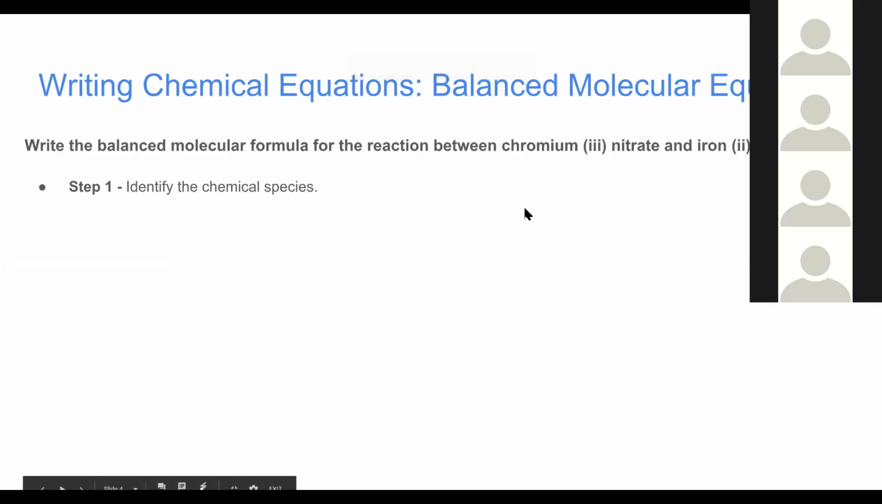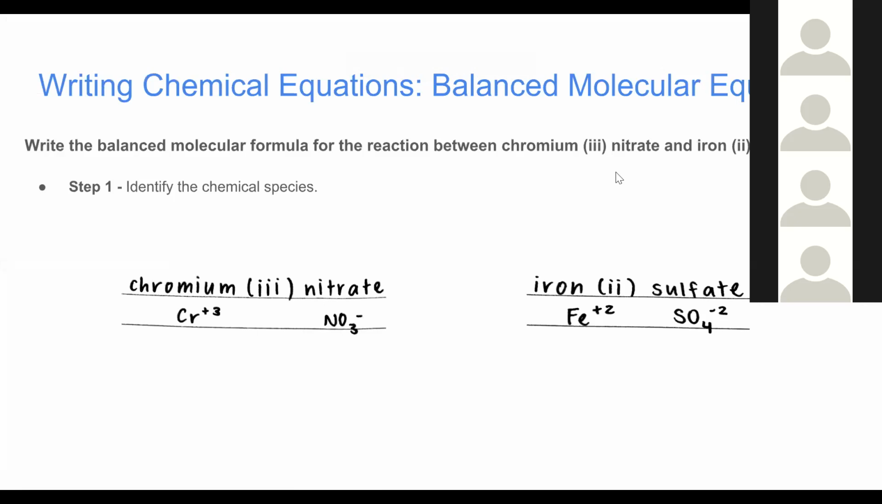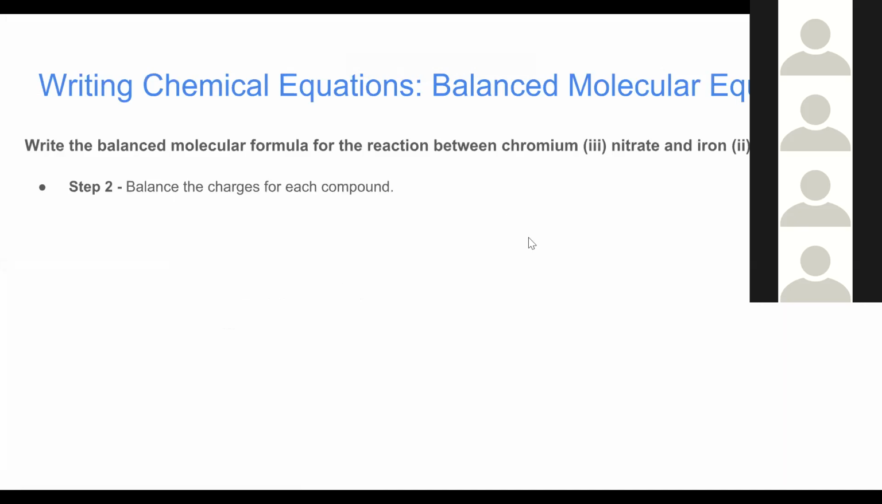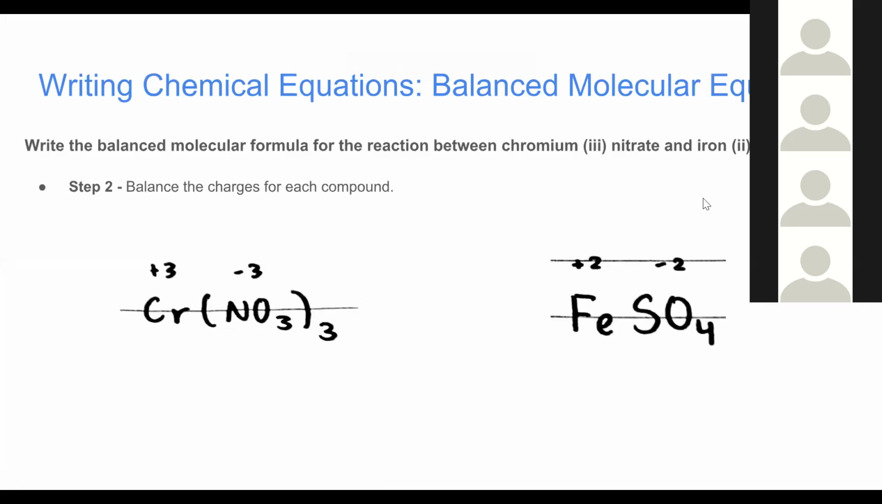Okay, so hopefully you all had time to try out the equation. The first step that we need to take is to identify the chemical species. And you should have done something like this. Basically, since it's chromium-3 nitrate, we know that chromium will have a +3 charge. And nitrate, we should memorize this, will have a -1 charge. And then same goes for iron-2 sulfate. After that, you're going to want to balance the charges for each compound. So hopefully you should have gotten something like this.